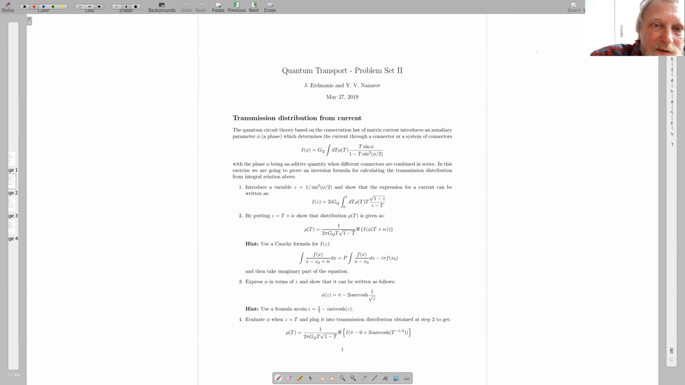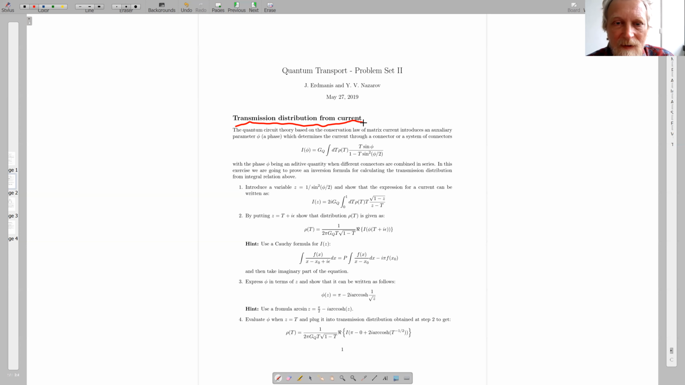Transmission distribution from current. I wonder if you see what is on my screen, if you can read what is on my screen. Alternatively, I could zoom in, but sometimes it crashes with my Zoom, so I would be satisfied with any answer. Yeah, I can read it.